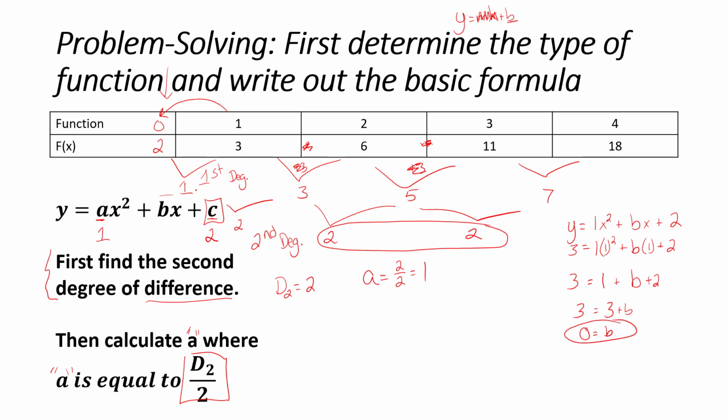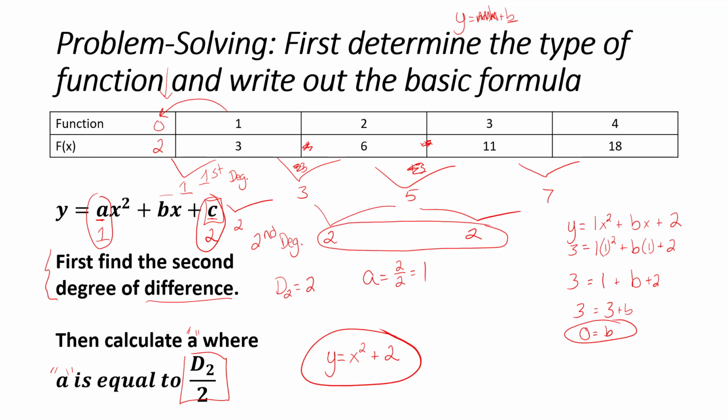Now I know the value of b, I know the value of c, I know the value of a. That gives us everything we need to write an equation. Y is equal to 1x squared, or we can just say x squared, plus 0x, well, 0 times anything disappears, plus c, which is 2. So the equation that represents this given set of data, y is equal to x squared plus 2.